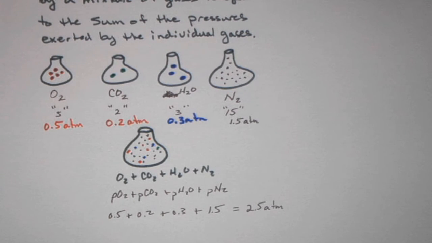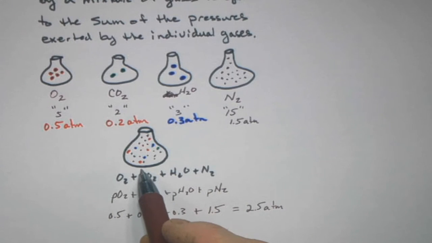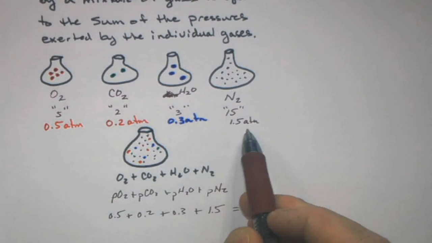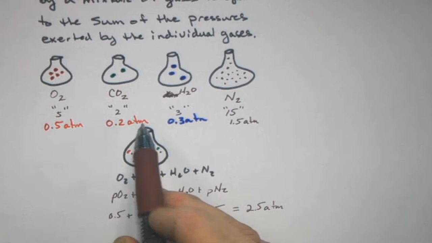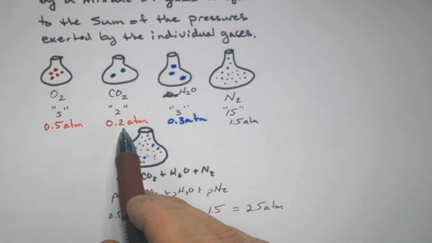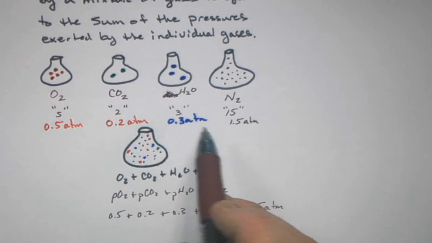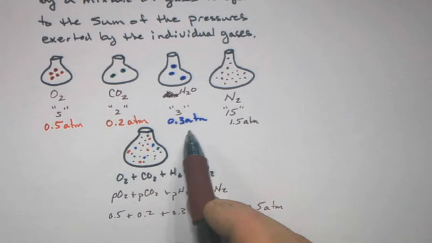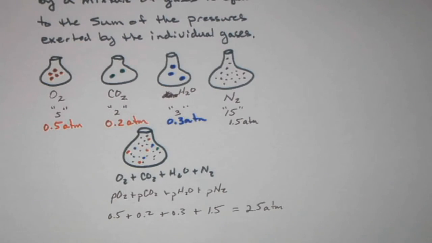So let's say we measure the pressure of this, and we measure it to be 2.5, right? And we know that 1.5 of it comes from nitrogen, 0.2 of it comes from carbon dioxide, right? And 0.3 comes from H2O. We can determine that the rest of it comes from the gas that's left, or the oxygen in this case. Okay, that is Dalton's law.